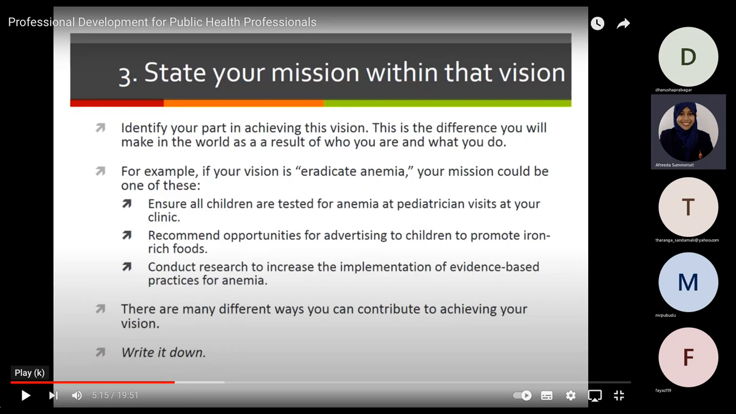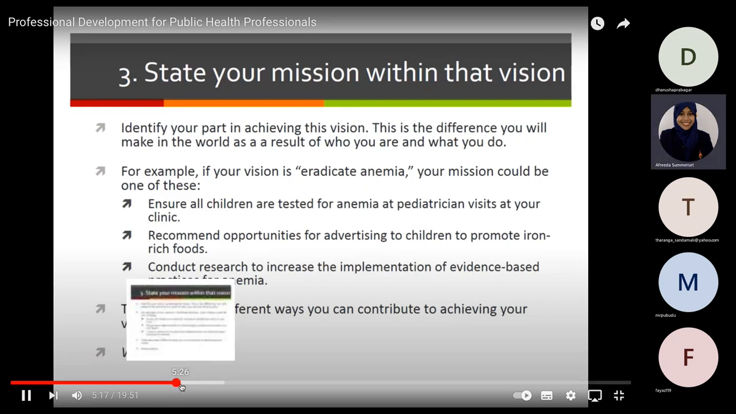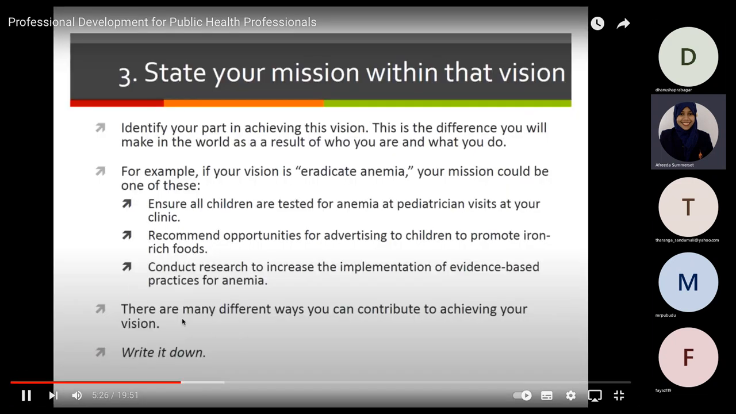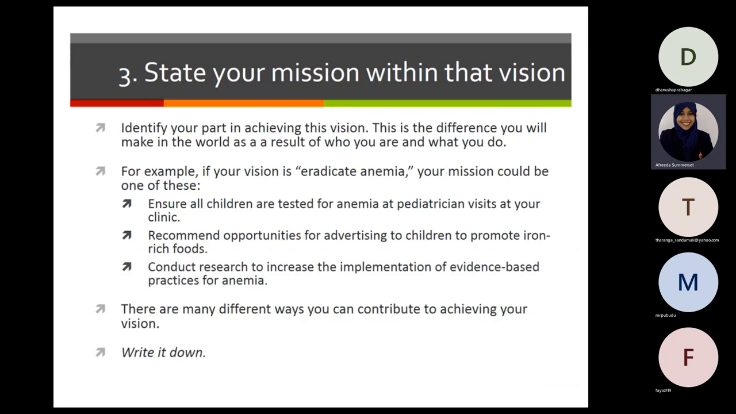Okay, hold on. Good opportunities for advertising to promote iron-rich foods. It could be in your mission. What is the way you want to contribute to achieving your mission? Write it down.